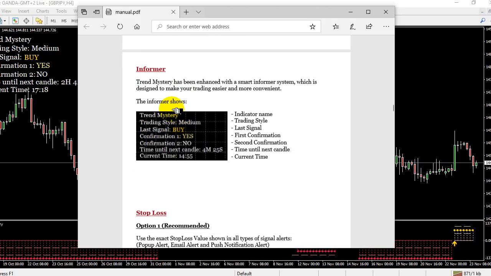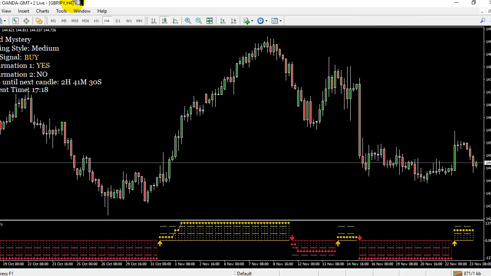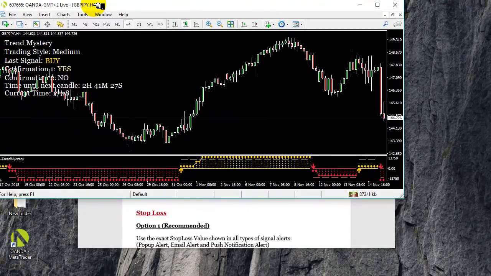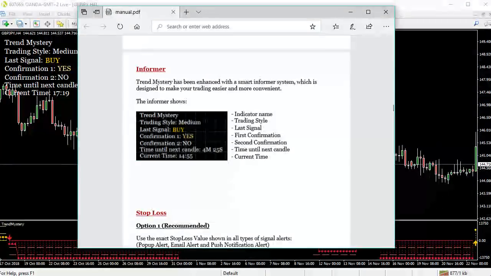The informer, very important here. That's what you're going to see over here on the right. I don't know if you can really see it. Let me just move something over here. Let me just get this here. There we go, that's better.